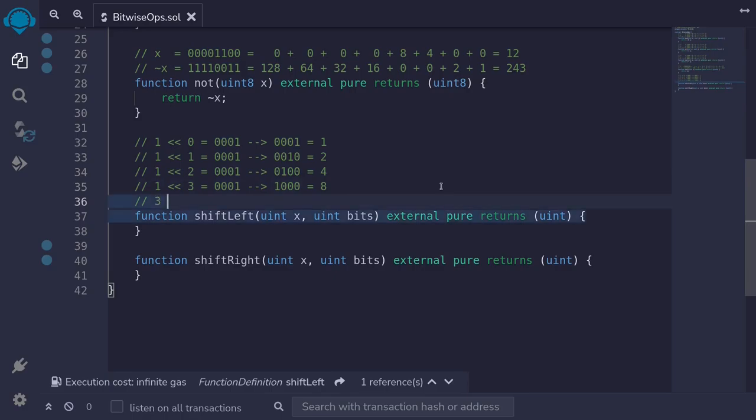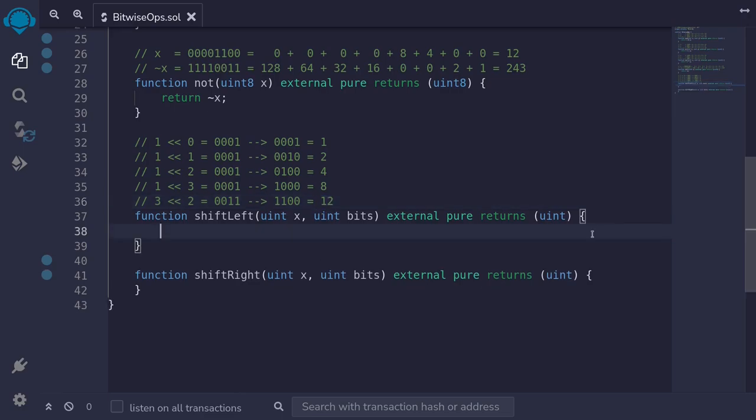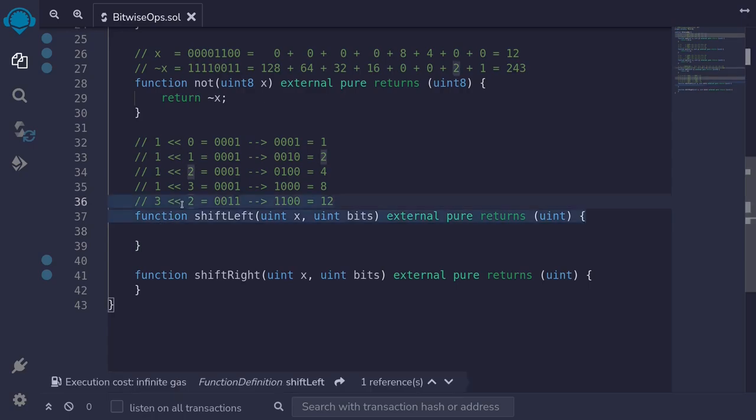How about if we shift 3 to the left 2 times? What does this equal to? Well, first, let's write 3 in binary notation. In binary notation, this will be equal to 0011, and we are going to shift the bits twice to the left. So we're moving these two numbers 11 to the left twice. So this will be 1100. And this is equal to 8 plus 4, 12. To use the shift left operator in Solidity, we will put this arrow looking thing. So say return x less than less than bits.